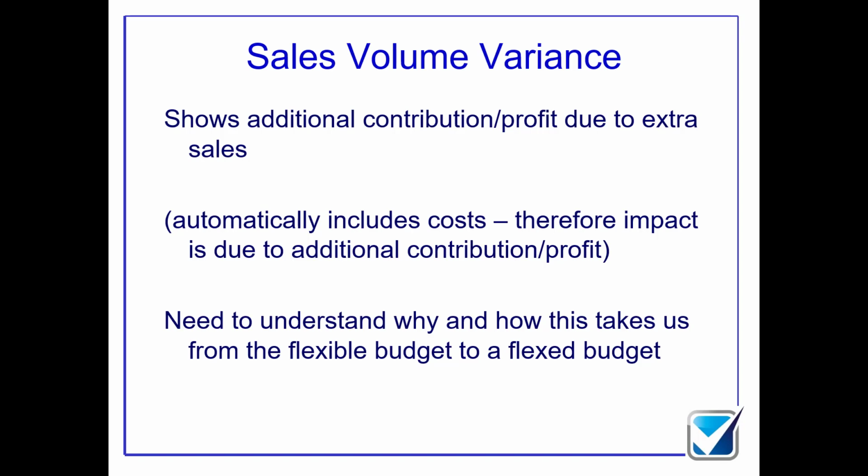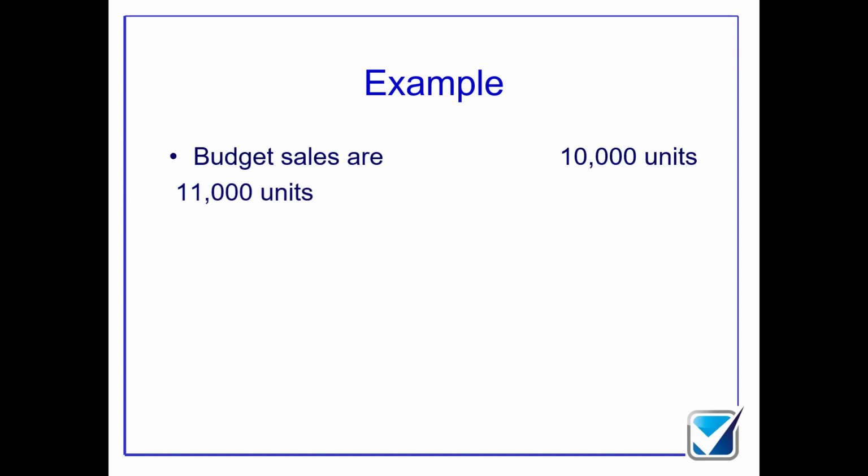We've got to do the sales price variance separately from the sales volume variance. So the example we've got, budgeted sales are 10,000 units, actual sales are 11,000. So we've sold more units than we would have normally expected. That means I'm going to have a favorable volume variance because I've sold more units, because actual sales are bigger than budgeted sales.